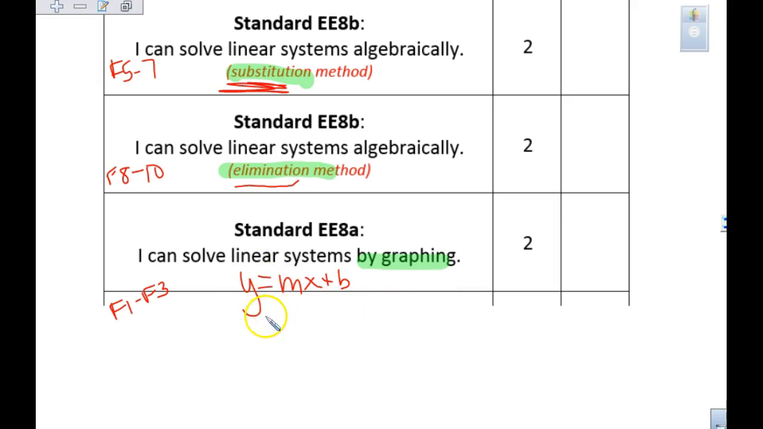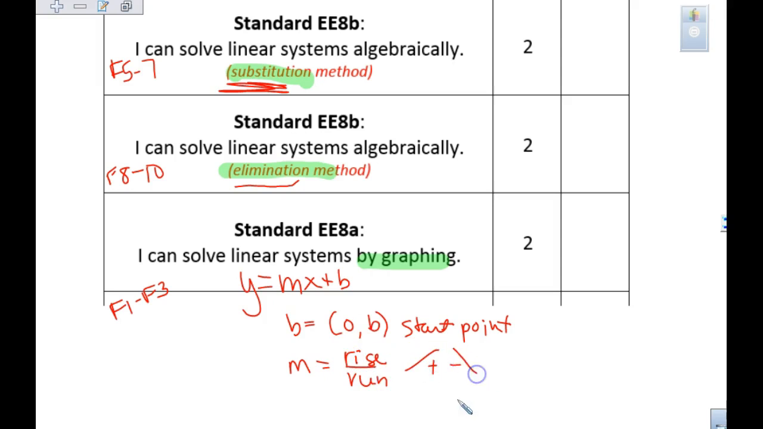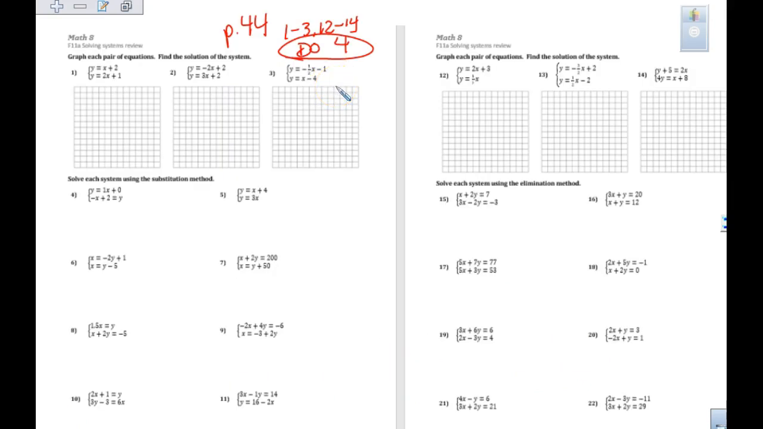So when I'm looking at this, keeping in mind that the b is my (0, b), it's my start point on the graph. The m is my rise over run when I'm going to graph. And again, the positive and the negative slope. Graphing should either be parallel, the exact same line, or that one solution (x, y). Question? Yes, by all means, the answers are back there. It'd probably be good practice if you're struggling with those.